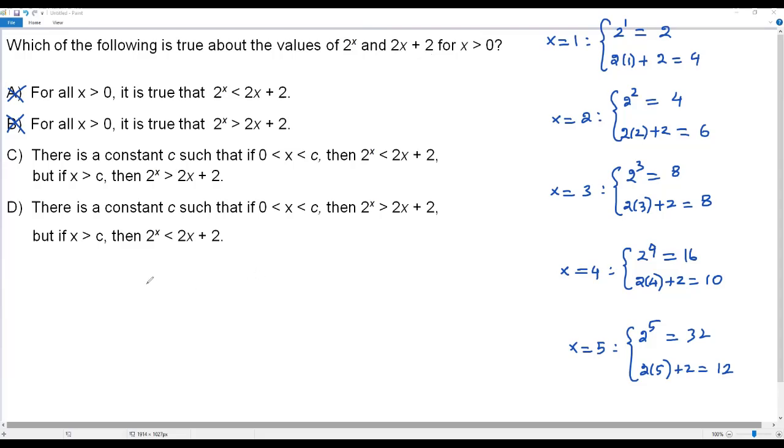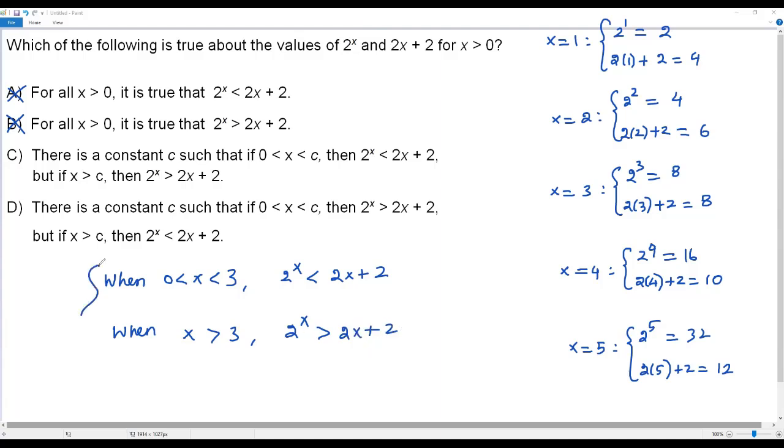So we can write this situation like this: when x takes a value between 0 and 3, that is when 0 < x < 3, because these two integers 1 and 2 lie between 0 and 3, 2 to the x power is smaller than 2x + 2. When x is taking a value greater than 3, so greater than 3 means these two values 4 and 5 come in this interval, what's happening over here? 2 to the x power is larger than 2x + 2.